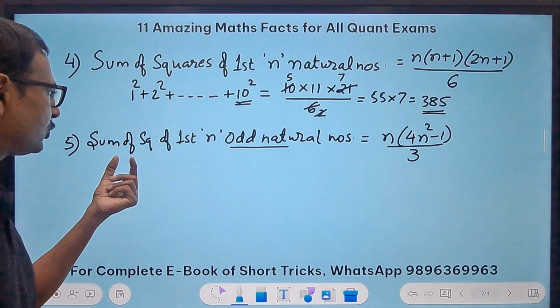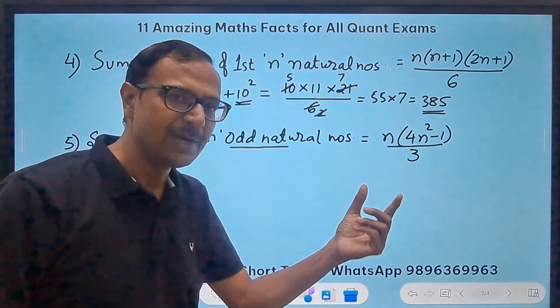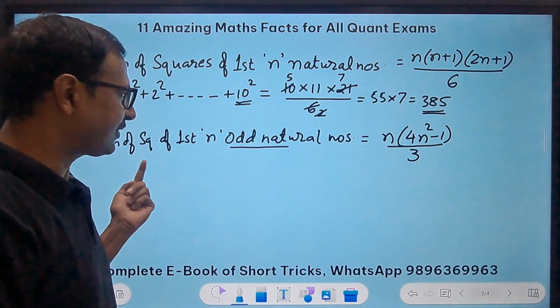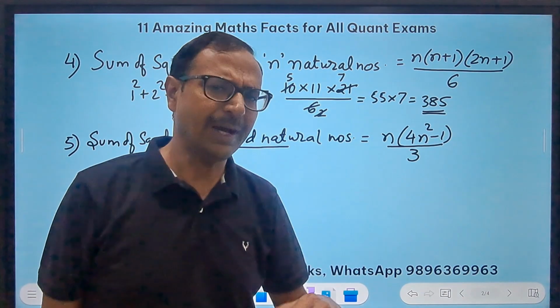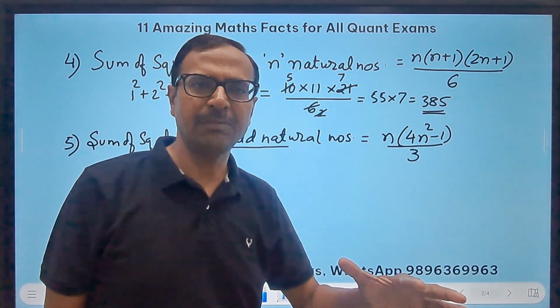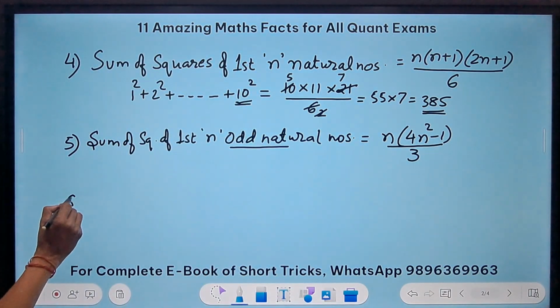For the fifth trick, you have to do 1 square plus 3 square plus 5 square plus 7 square. So you can take first 4 odd natural numbers and we are trying to add the squares. Just put n equal to 4, you will get your answer. I leave the trial part for you, okay, so that we don't unnecessarily elongate the video. Okay, let's have the sixth fact.